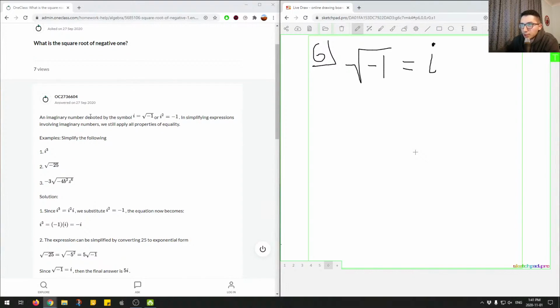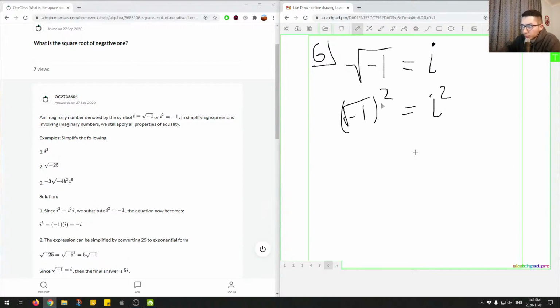So an imaginary number denoted by the symbol I equal to square root of -1. And then here, I squared is equal to -1. So how they get this is essentially if you square both sides of this equation, so you'd have square root of -1 squared equals I squared. So we didn't change anything, we just squared both sides of the equation.